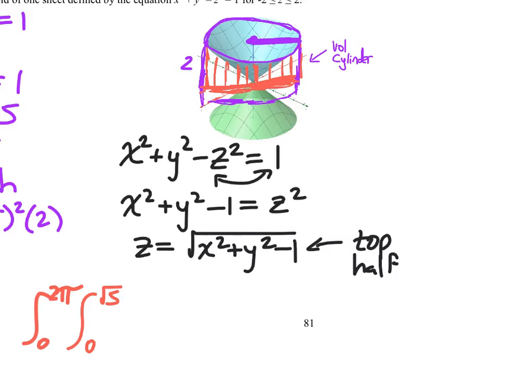I'm not looking for the volume bounded between two surfaces, although I could, but I don't want to. I'm just finding the volume bounded between x squared plus y squared under a radical minus 1. Well, the x squared plus y squared under a radical, that's the same as saying r squared.